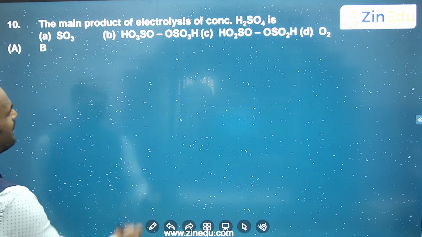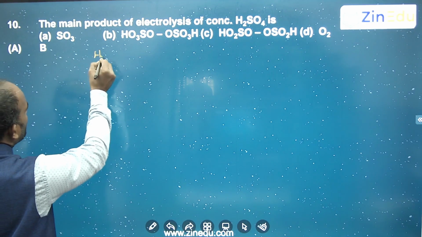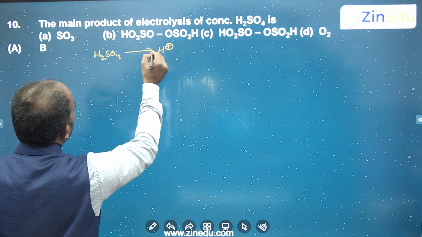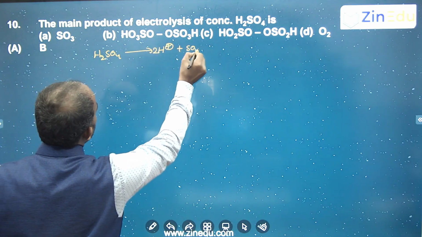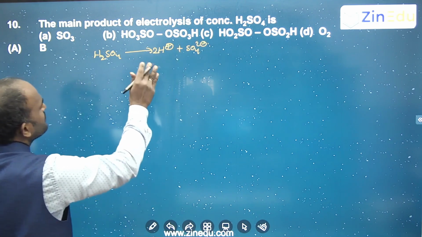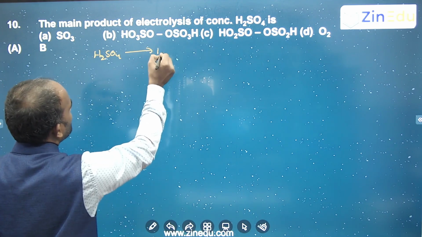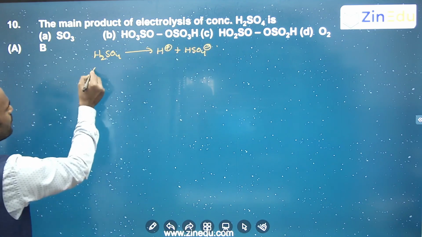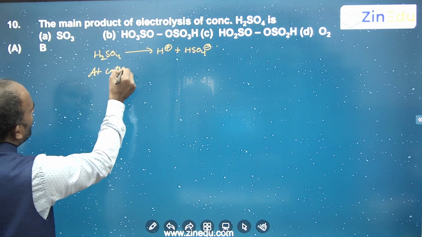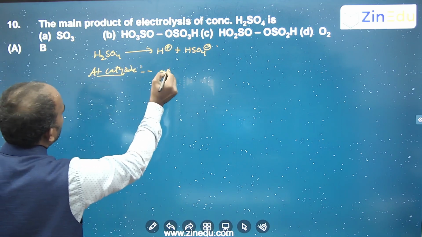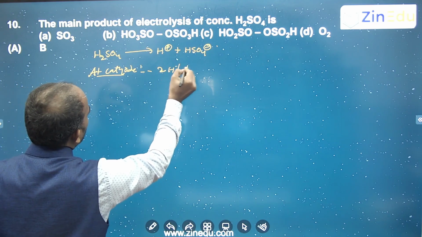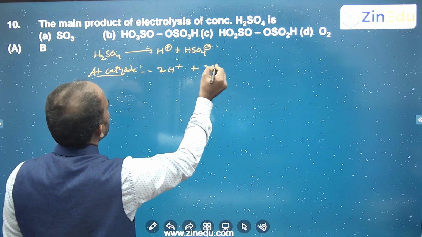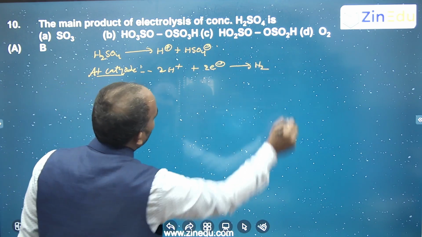The main product of electrolysis of concentrated H2SO4. H2SO4, when it undergoes electrolysis, gives rise to 2H+ and SO4 2-, or for the first electrolysis you can consider it as H+ and HSO4-. So at the cathode, what will be formed? 2H+ plus 2 electrons gives rise to H2, hydrogen gas.